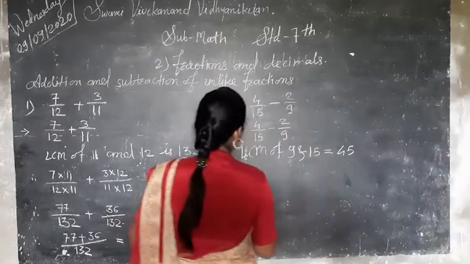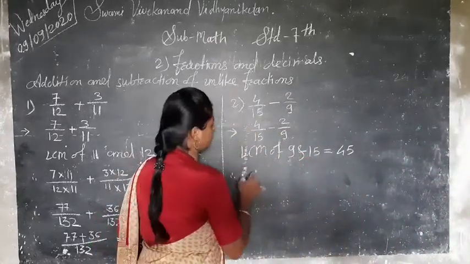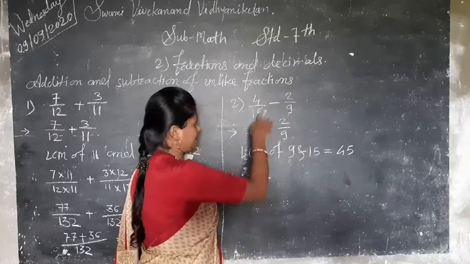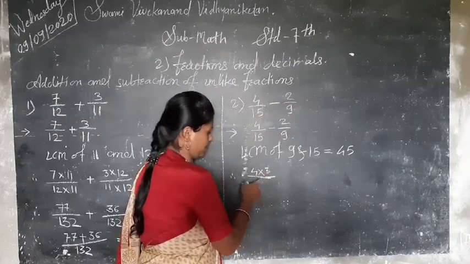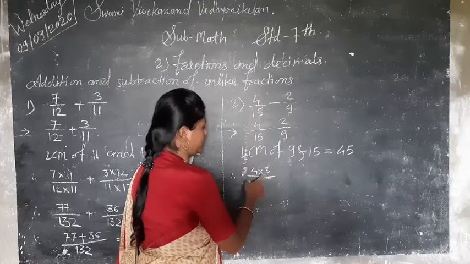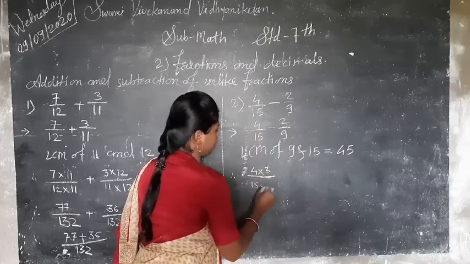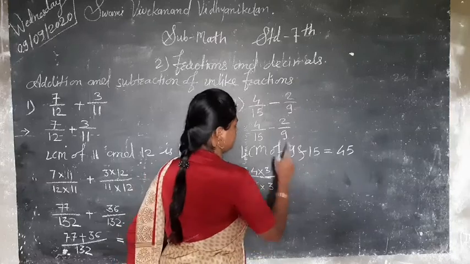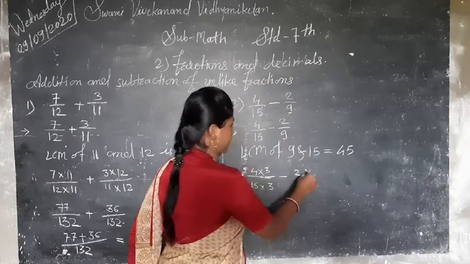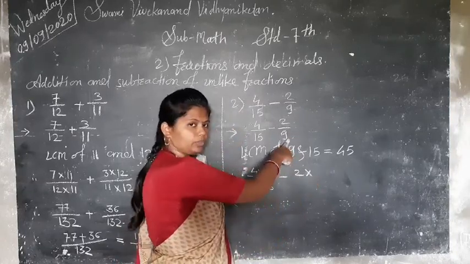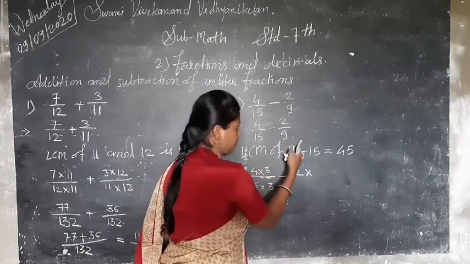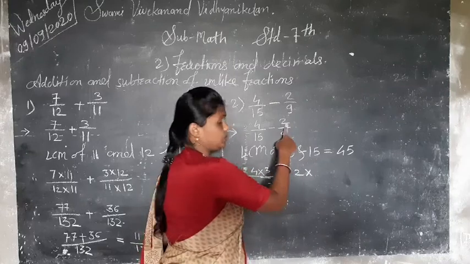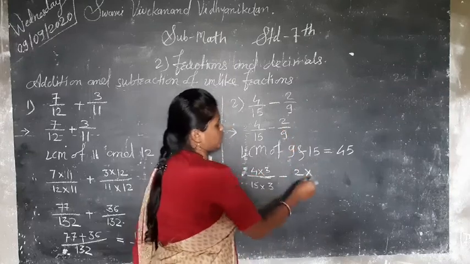So here, look at carefully what you have to do. You have to multiply the first fraction, the denominator and numerator also, by 3. See, numerator and 15, minus 2. Here in the denominator you have to write 45, make it 45, so 9 5s are 45. So you have to multiply your numerator 2 also by the 5.